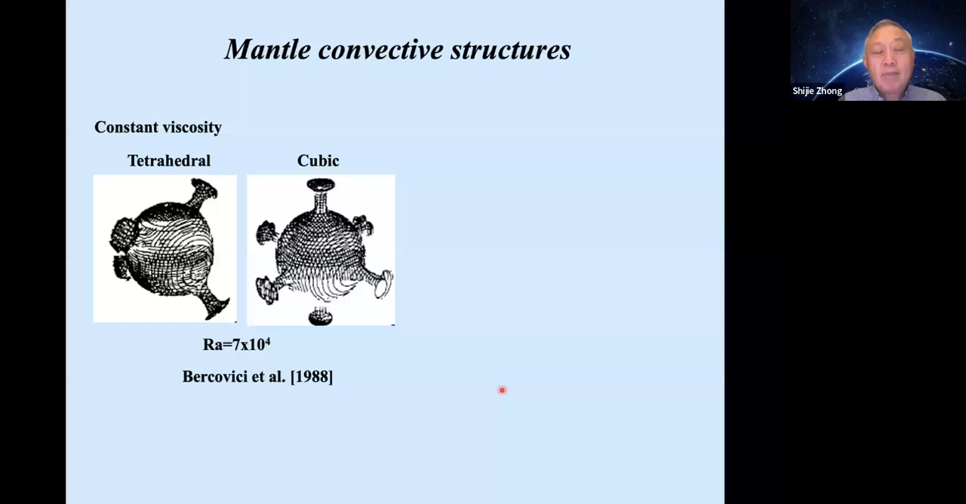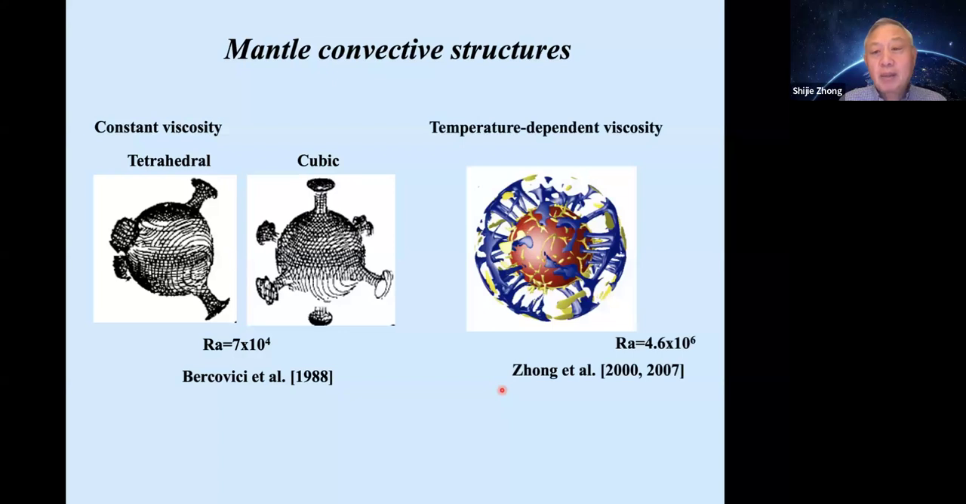So what people showed, basically, is you could only get a cubic or tetrahedron kind of structure, which is nothing like a degree 1 or degree 2 structure, right? Subsequently, people can do more sophisticated simulations using temperature-dependent viscosity, maybe higher Rayleigh number, like what I actually showed here in one of my studies.